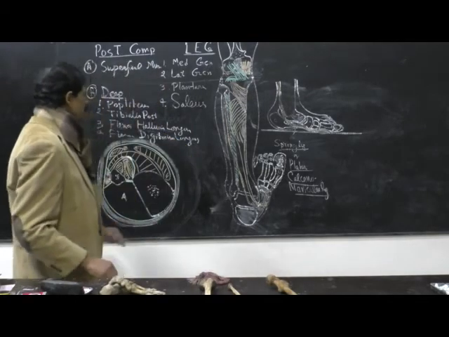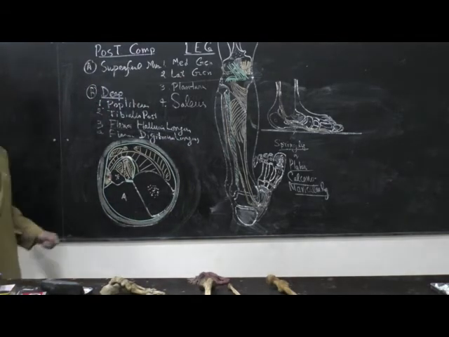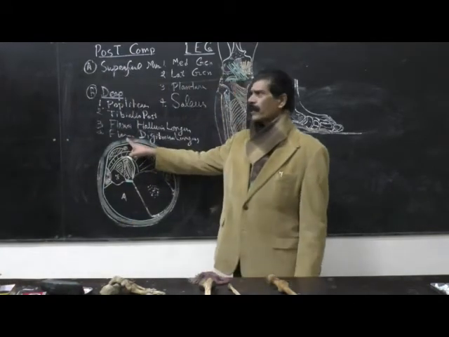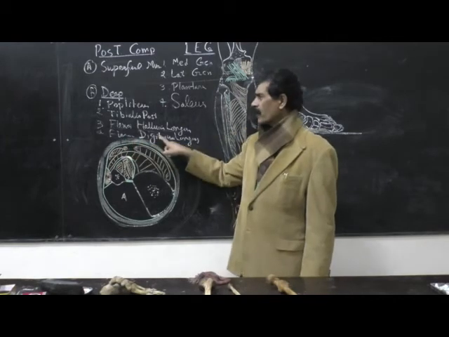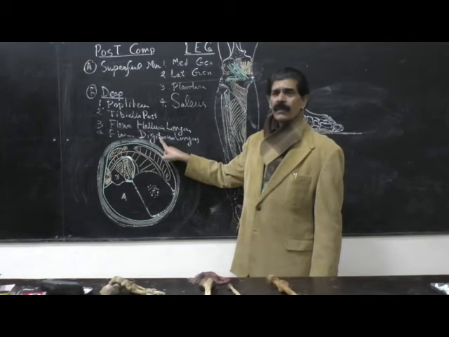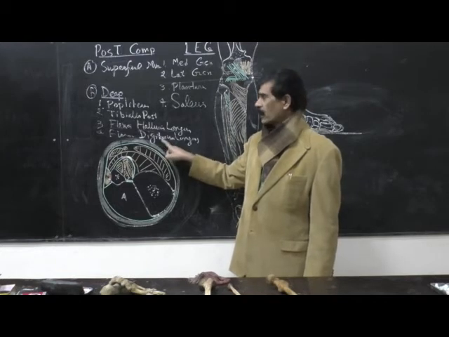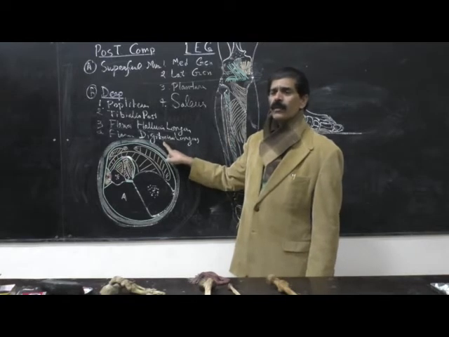Then the next, the last muscle, is the flexor digitorum longus. Again, the first word of the muscle is telling the action at the ankle joint, so it will do the plantar flexion. The second word of the muscle is digitorum. It means the tendon of this muscle will go to the 4 digits, 4 toes. For that, the tendon of this muscle will divide into 4 slips.